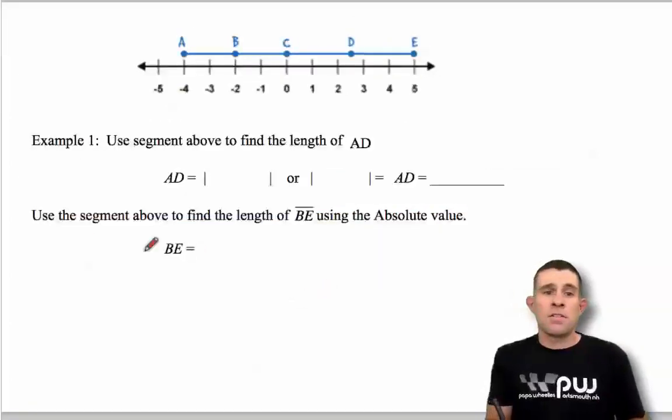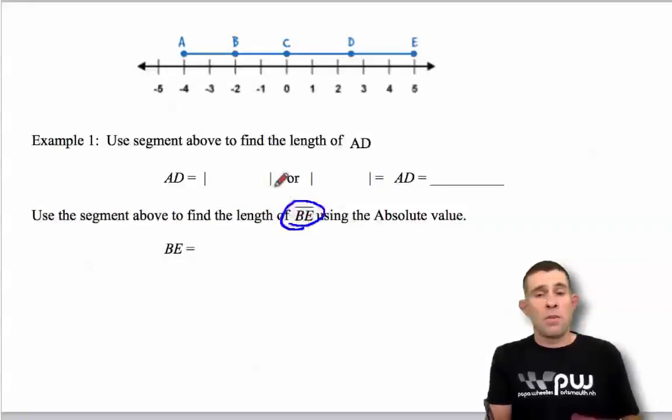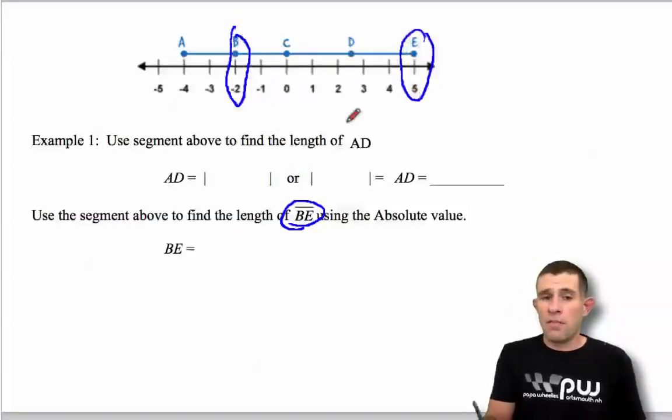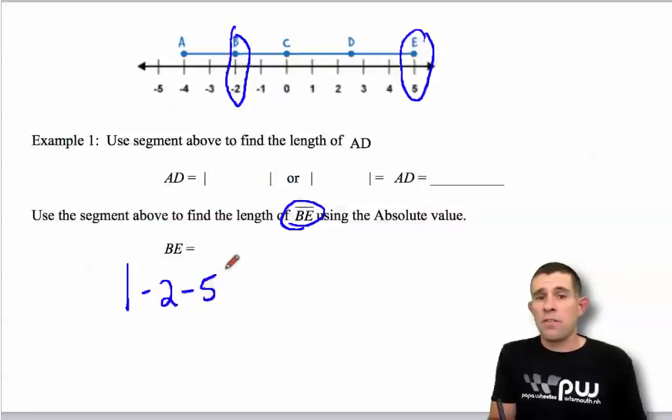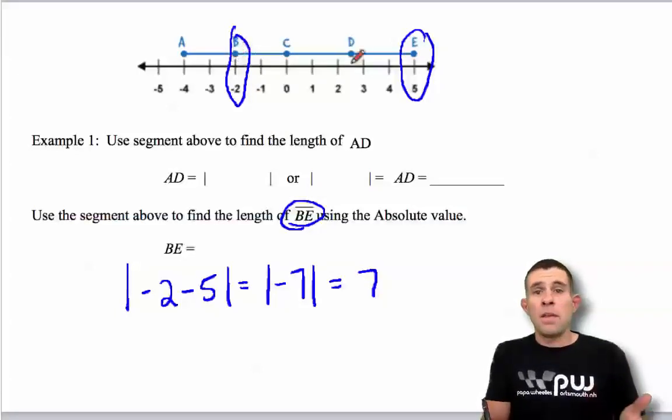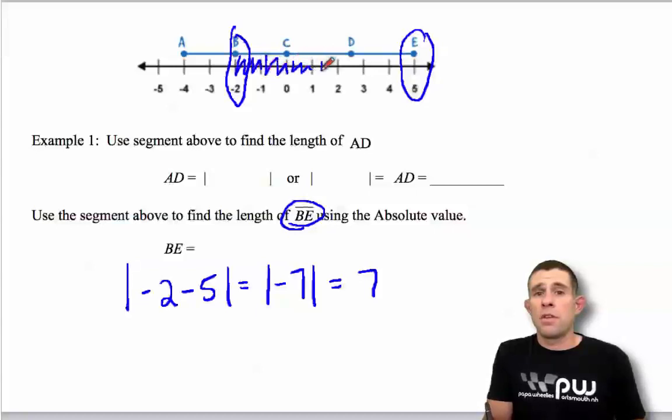Let's take a look at another example. We want to use this same segment above to find the length of BE. In other words, find the distance or the amount of space between point B, which is at -2, and point E, which is at 5. So I'll set it up as the absolute value of -2 minus 5. Now that's going to return the absolute value of -7, which we know is +7. So the amount of space, positive space between B and E should be 7. If we count it out, there's 1, 2, 3, 4, 5, 6, and 7.